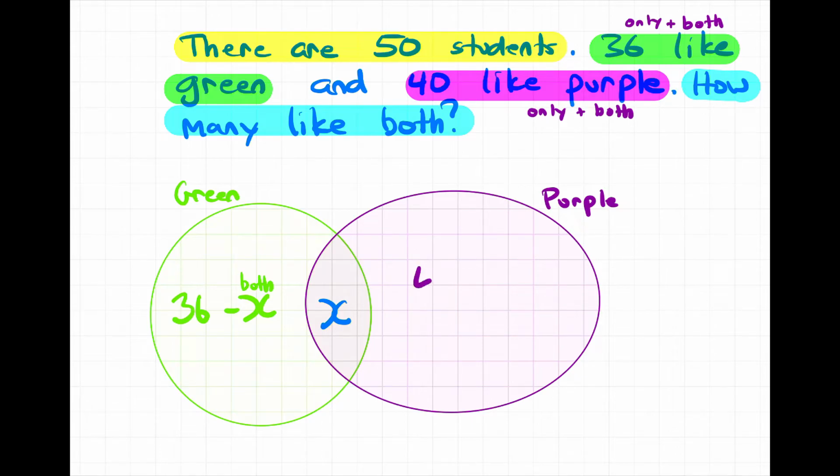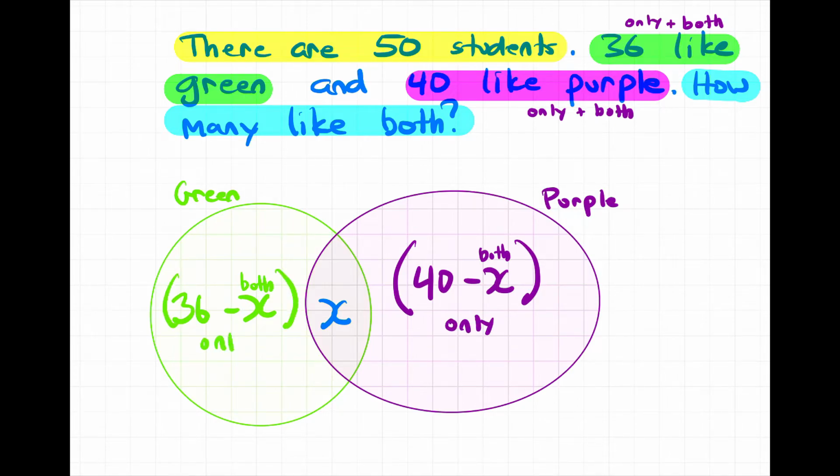Okay, so we would do the same thing for the purple. It's going to be 40 people like purple, but we got to minus the people that like both to tell us who only likes purple. So basically that is going to be only. And this right here is going to be the only. Okay, so how do we solve for the x? Well, if you can get to this stage right here, that's pretty good logic and understanding. But now we just need to lay it out.